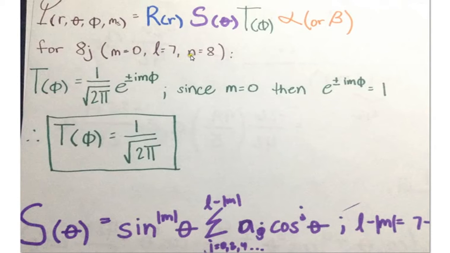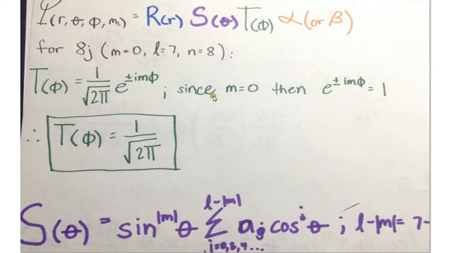Then Rn, again, is 8. So I'll be solving first the easiest one to solve, which is the T. Since T is only equal to 1 over square root of 2 pi times e raised to positive or negative i m phi.